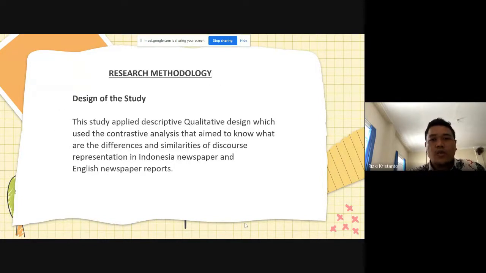And next one is going to be research methodology and design of the study. The study in this article applied a descriptive qualitative design which used contrastive analysis that aimed to know the differences and similarities of discourse representation in Indonesian newspaper and English newspaper reports. So this article is going to talk about the differences and the similarities of discourse representation in Indonesian and also in English newspapers as well. Next, please.